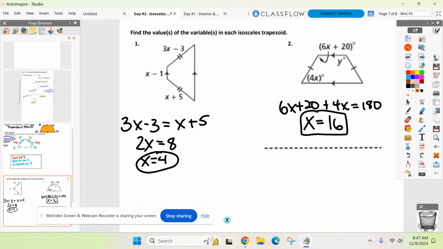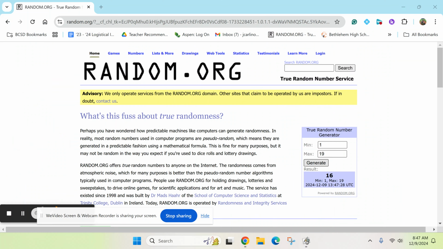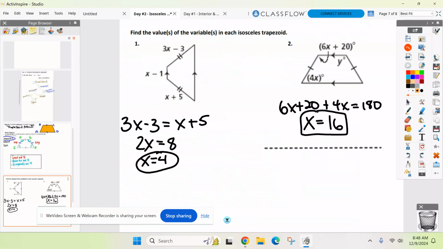Remember your properties. How are you going to get y? Remember, you already have the value of x. So how can I use that value and an isosceles trapezoid property to get y? Explain your thinking, Hayden. The base angles are equal. Yes, they are. So these are equal, and we already know the value of x. So what can I do with that 16?